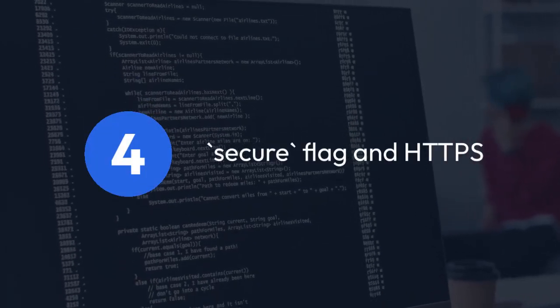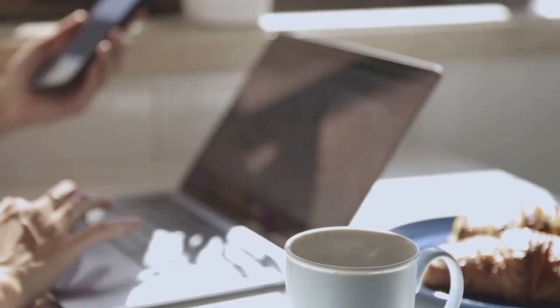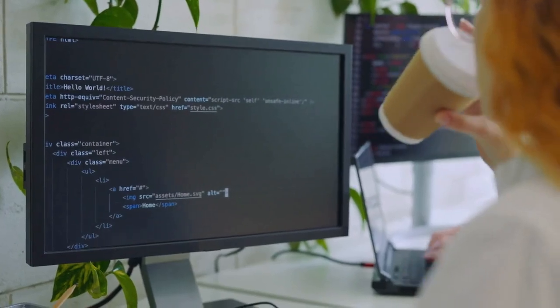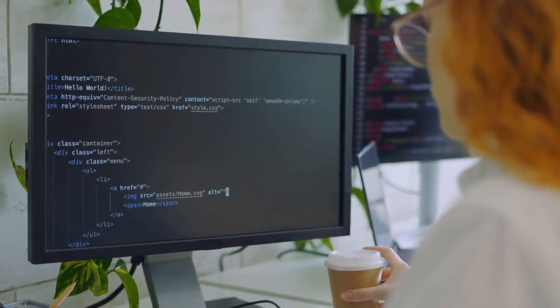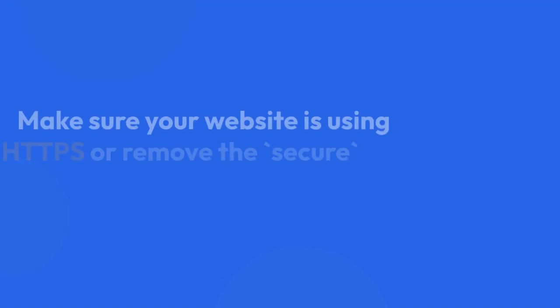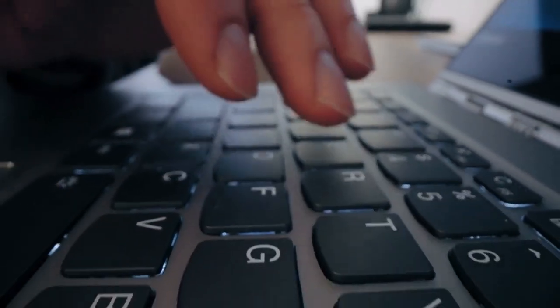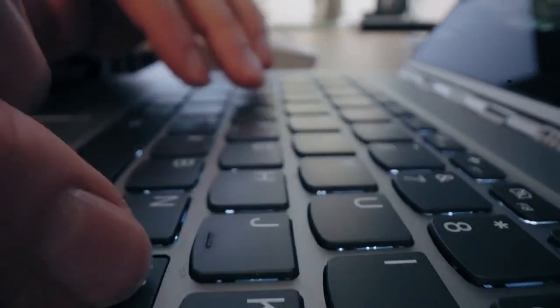4. Secure flag and HTTPS. The secure flag requires the connection to be HTTPS. If you set secure: true but your website is running over HTTP, the cookie won't be set. Make sure your website is using HTTPS or remove the secure option for testing. In production, always ensure HTTPS is used with secure: true.